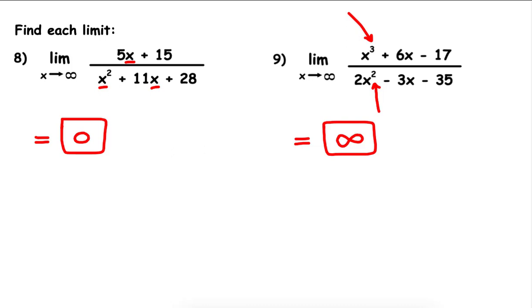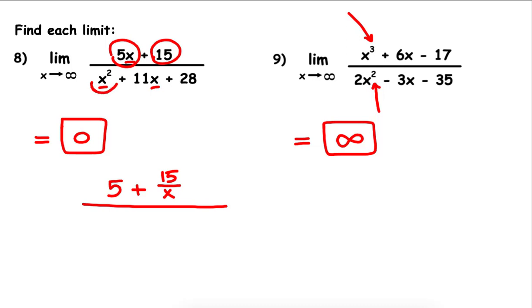If you're not buying into this, here's what you can do to formalize it a little bit. Let's go back to number 8 just for a moment. What if I took all 5 terms and I divided them all by x? This would become just a 5. This would be 15 over x. And the same thing would happen down low. This would become just x plus 11 plus 28 over x.